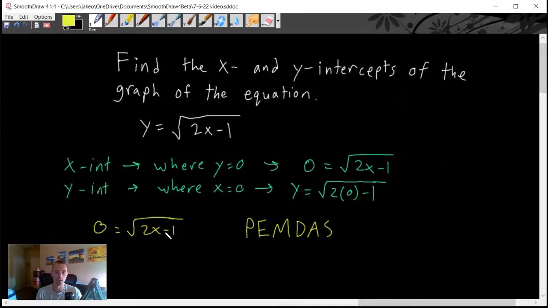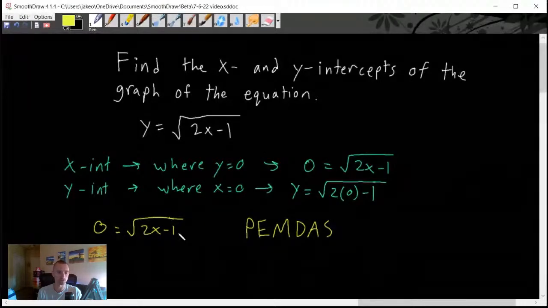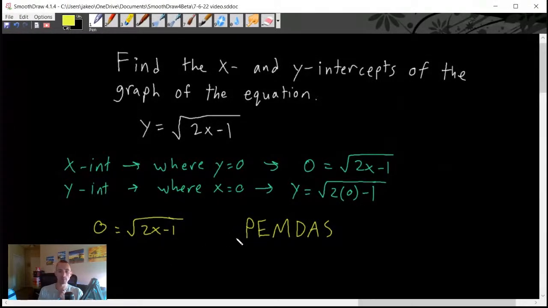If we were to plug in an x value here, we would have to do all these different operations to solve for this whole side of our equation. PEMDAS tells us the order that we would apply those operations. So we would first deal with what's inside the parenthesis or inside the square root. It behaves kind of the same. Within that, we would have to do the multiplication first and then the subtraction second.